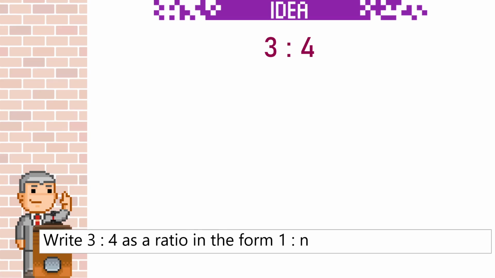We can see we need to divide the 3 on the left by 3 to get it to 1. When we divide the 4 by 3 on the right hand side, we get the fraction of 4 over 3. And we can change this to 1 1/3.